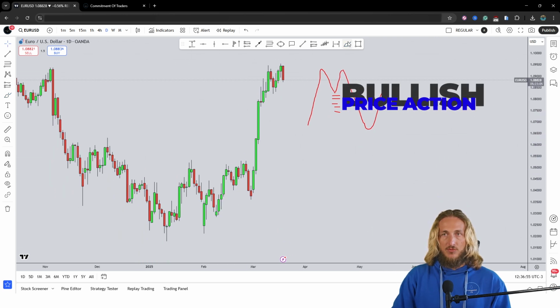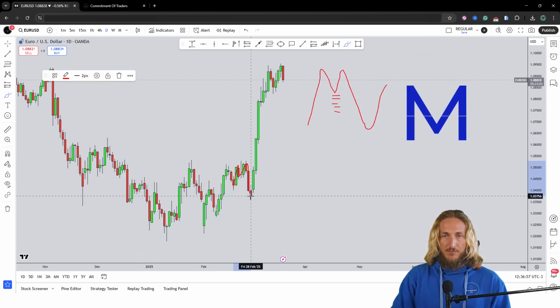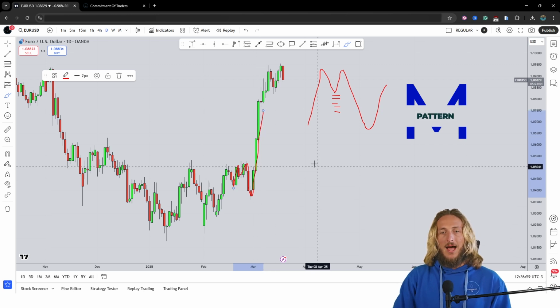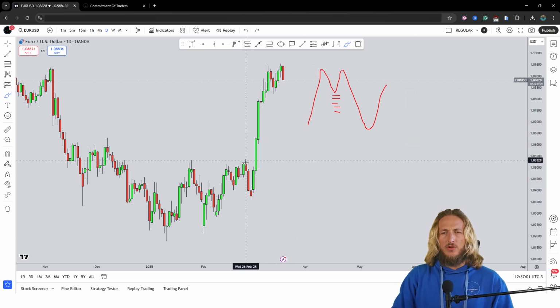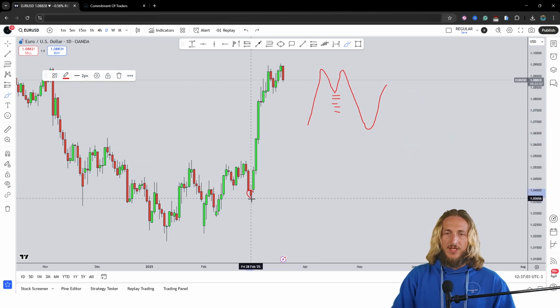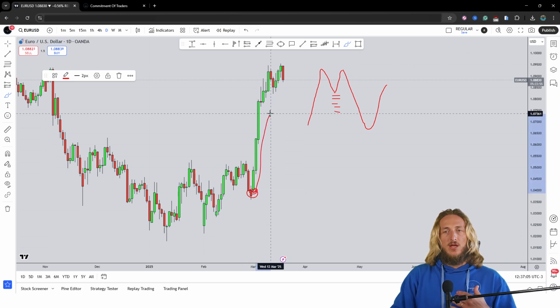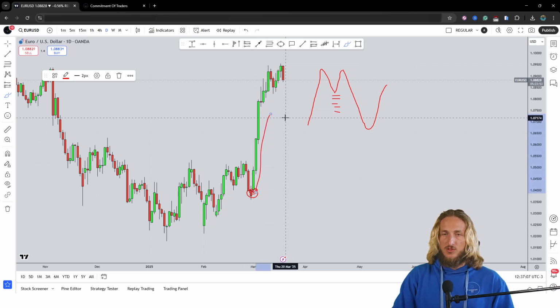We can see, for example, here, we had the creation of this M pattern. After that, the market created a massive rejection to the upside. And I also spoke about EURUSD when the market was around this area, explaining all the reasons for which I was expecting this rejection to the upside.